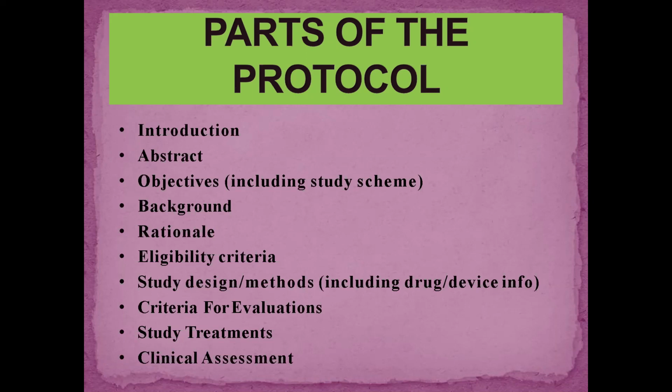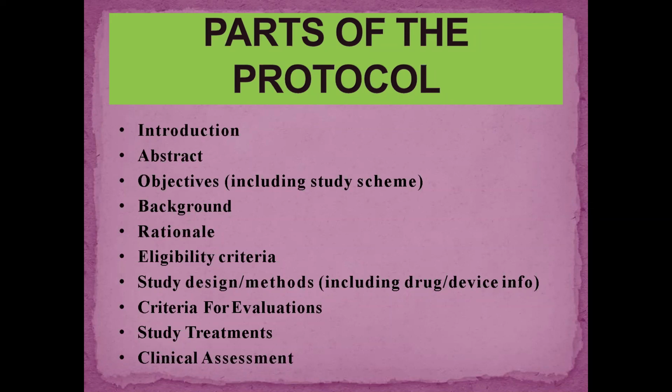And study treatments. So this is where the design will come, especially study treatments, whether it's a single arm, double arm, single blind, double blind, triple blind. So different study treatments and how you assign them. And the clinical assessment here is what you look at among the clinical factors. So you look at liver enzymes, you look at renal function. How you assess the clinical assessment.